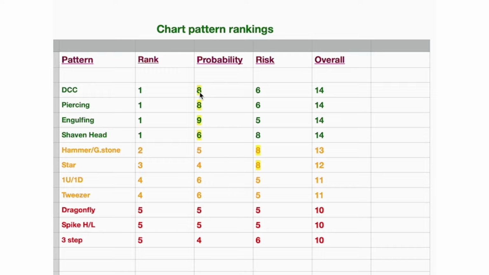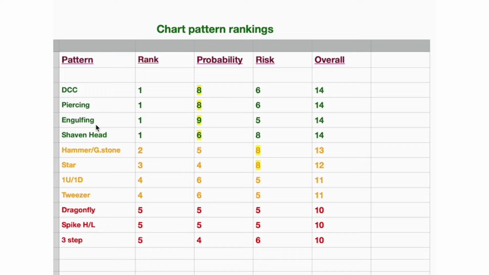So in terms of the probability of winning, it's very good, 8 out of 10. In terms of risk, it's only 6 out of 10 because, remember, dark cloud covers and piercing patterns need bigger stop losses. So risk is higher, therefore we get a lower ranking here. And if you add those two up, you get a 14. Same with the piercing pattern. Those two are the same, just on different sides of a trend.